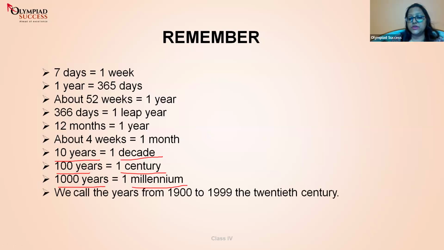Now here the century, the years from 1900 to 1999, that means the total of 100 years. We count 1900, then 1901, 1902, like that, till 1999, we have 100 years. This we call the 20th century. For the century, just remember, take the first two digits of your year and add 1 to it. This will give you the century.